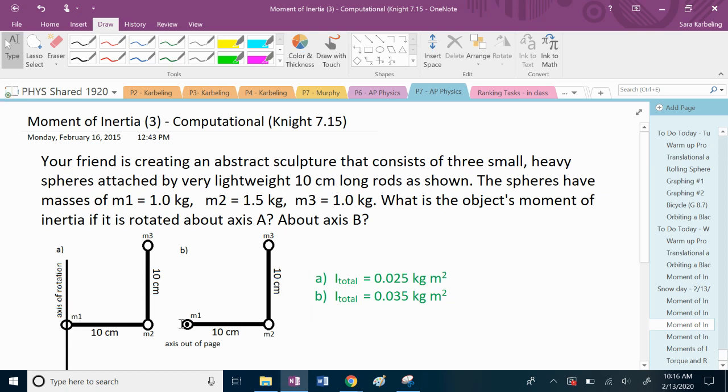One thing to note in part B, if you didn't catch it, is that the distance here for M3 has to be the hypotenuse of this triangle. So you need to do 10 centimeters squared, 10 centimeters squared, square root it, right? And then find that in terms of meters. I found all of my answers in terms of meters.